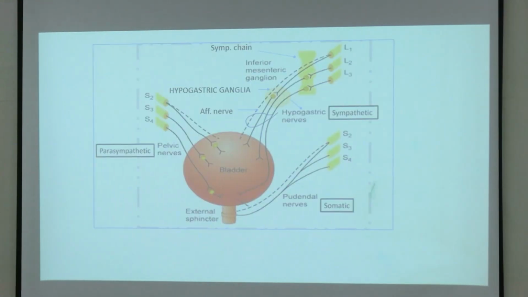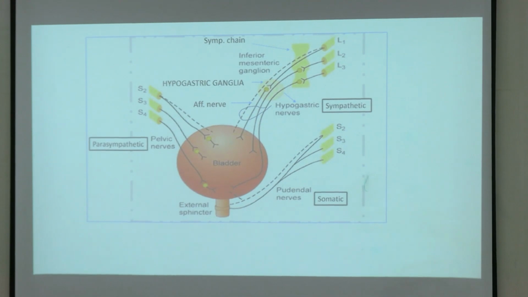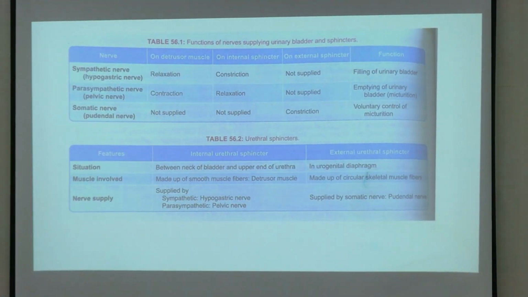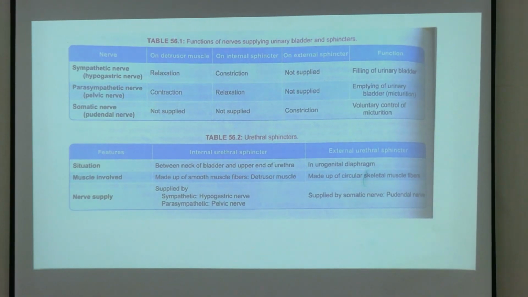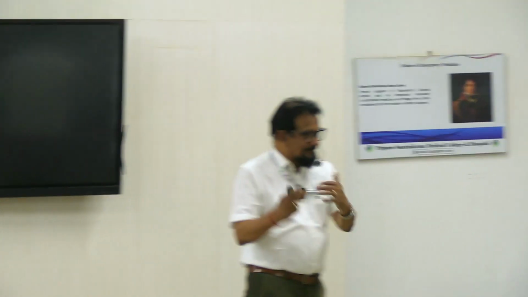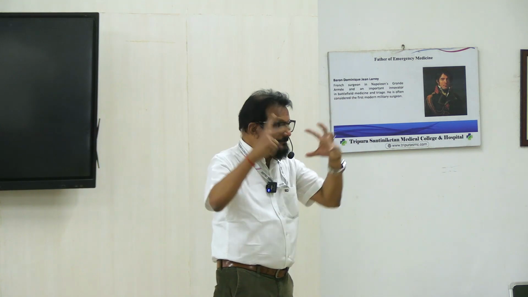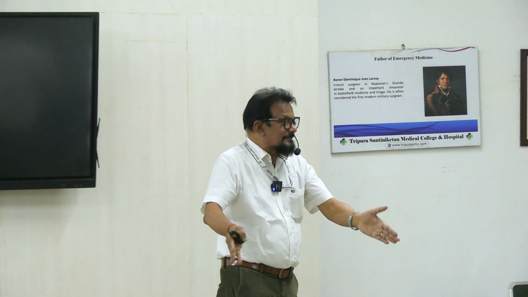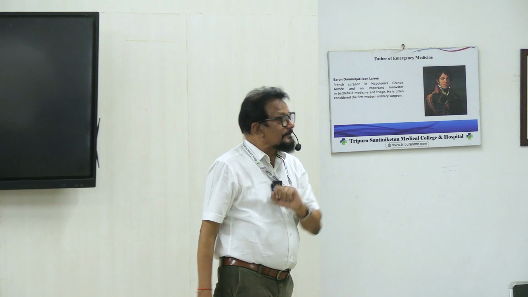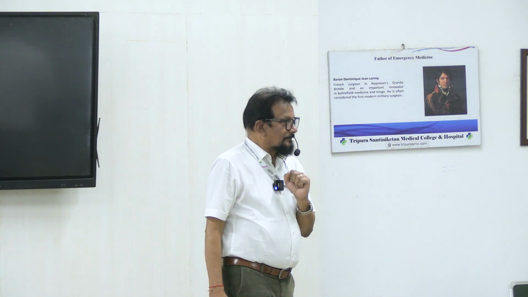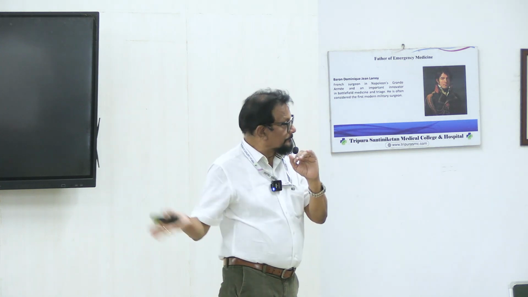And what is the function of the sympathetic nerves? They help in filling of the bladder. Okay. And what will be the function of the parasympathetic? Evacuating. Their function will be the opposite: evacuation. How? Contraction of the detrusor muscle and relaxation of the internal sphincter. Okay. Then only it will open.